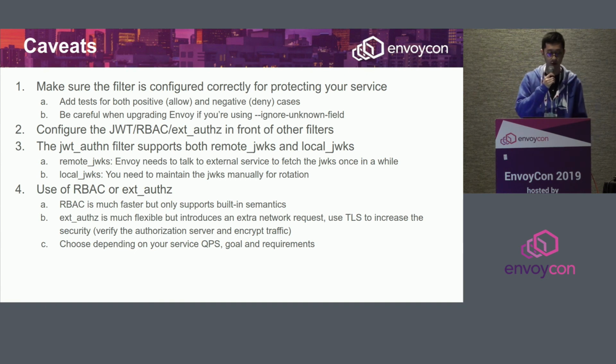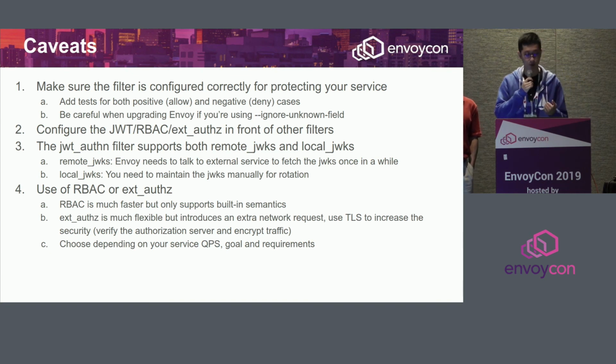Last, for the use of RBAC and external authorization, RBAC is much faster because it does all the access control right in the Envoy. External authorization is much more flexible, but it does all those things out of Envoy, and you should use TLS to encrypt your traffic. All of these choices depend on your QPS goal and requirements.